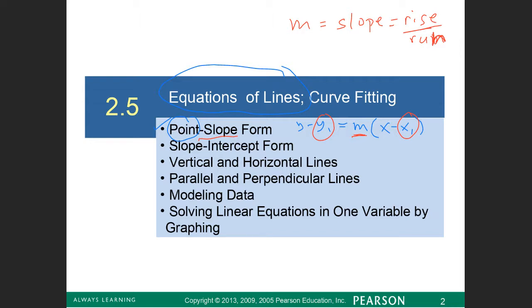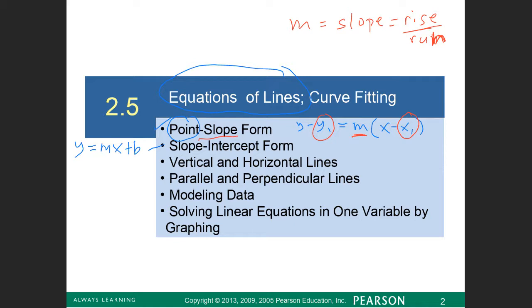And then we have the slope-intercept form. That would be y is equal to mx plus b, where m is the slope, b is the y-intercept.